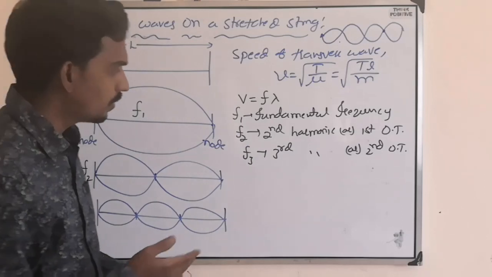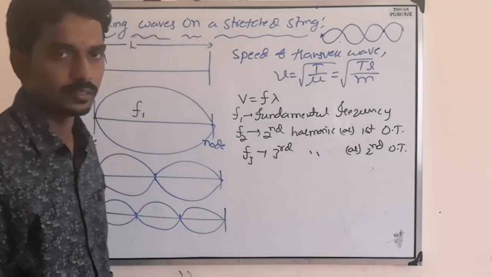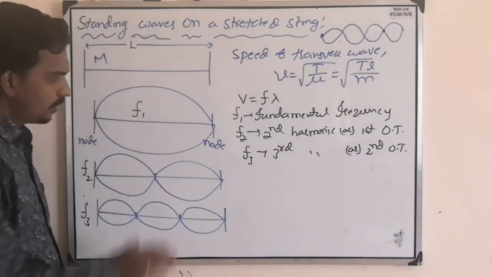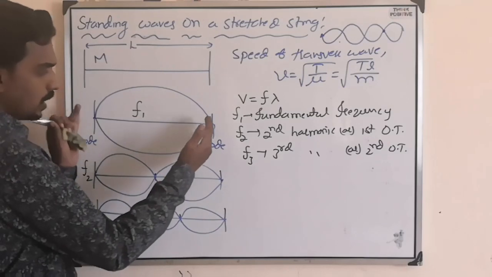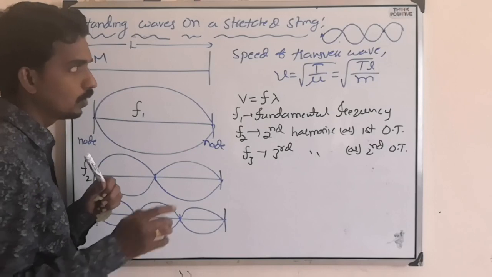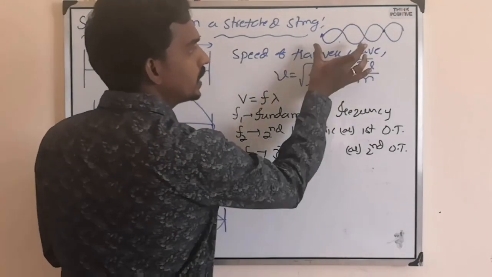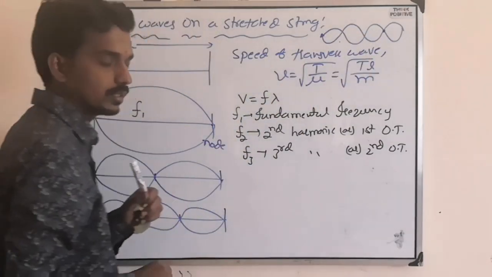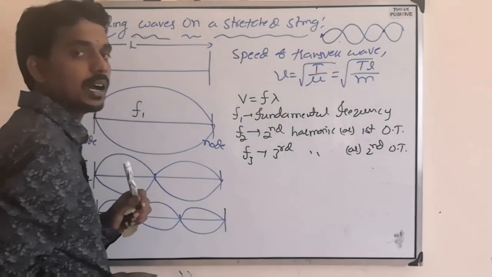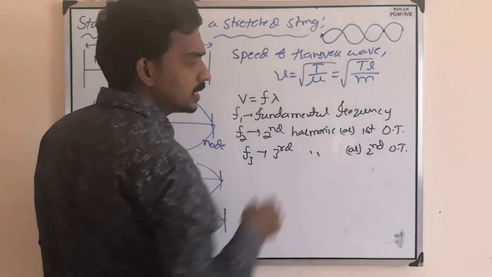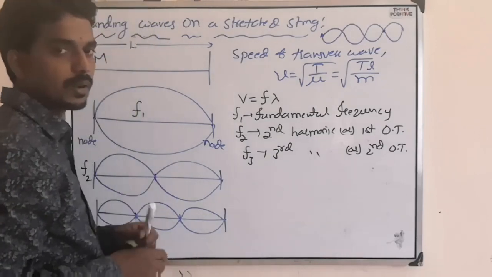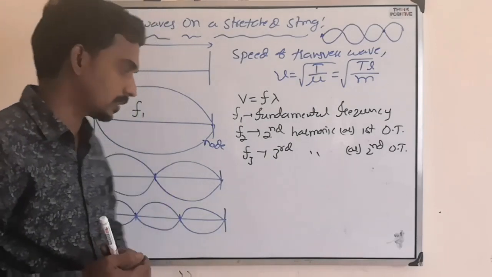Now the question arises, why are we calling it second harmonic? Because see here, consider the first case. Here only one loop, not one full wave. Full wave means this one. Full wave means how many loops? Two loops. And two loops means the length is equal to how much? Lambda. One loop means how much is the length? Lambda by 2. Half loop means how much? Lambda by 4. We have studied this in the last class.